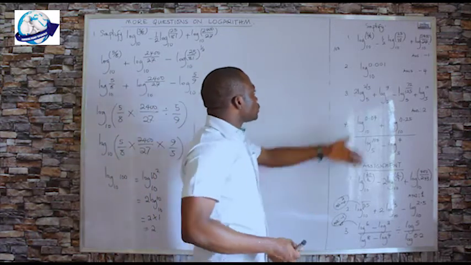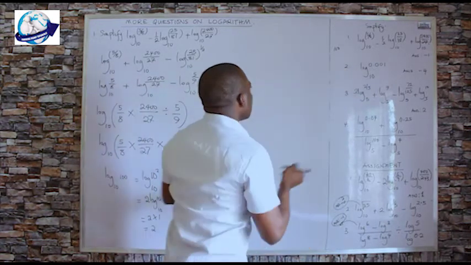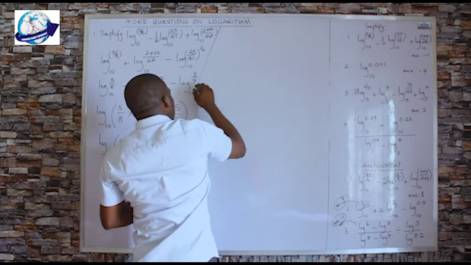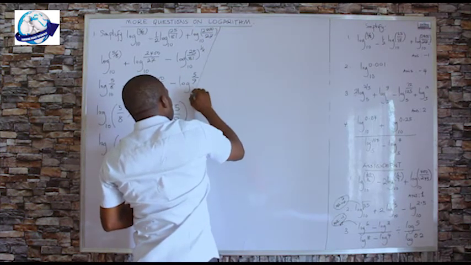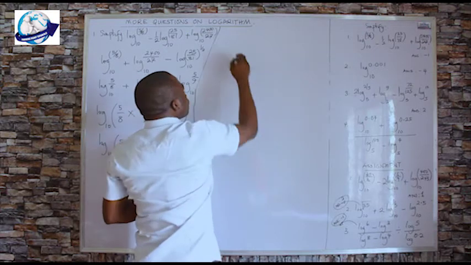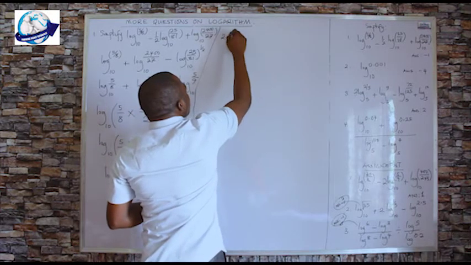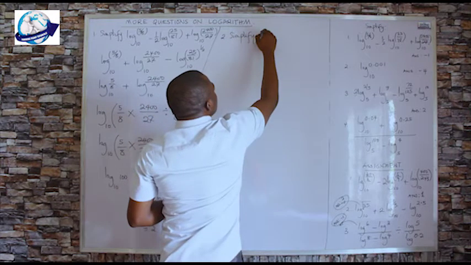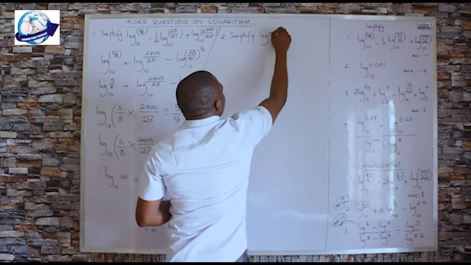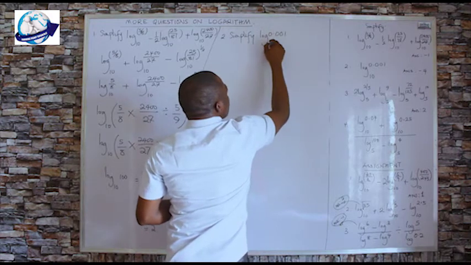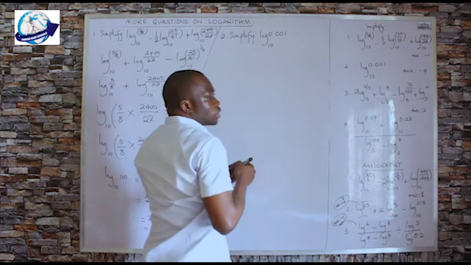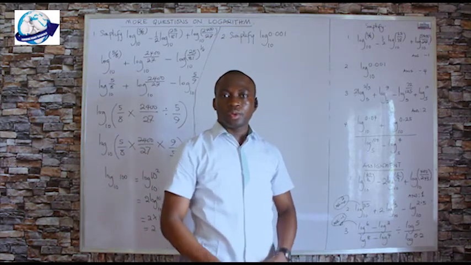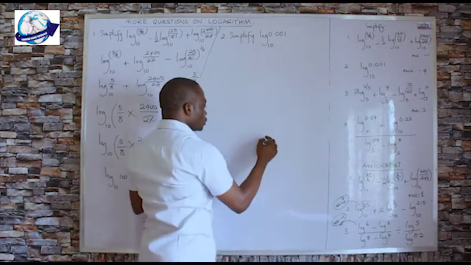Now, check this question. It's as simple as it is. Question number 2. Now, number 2, we want to simplify log 0.001 base 10. Okay, some students have problem with decimal, but this shouldn't be a problem. Let me help you in a few seconds.